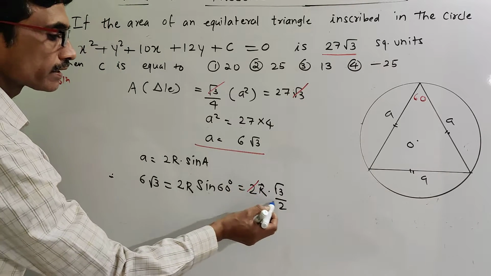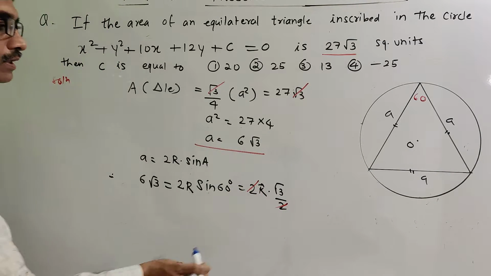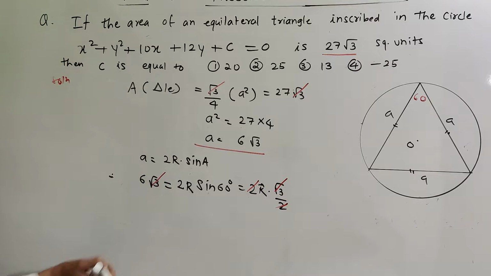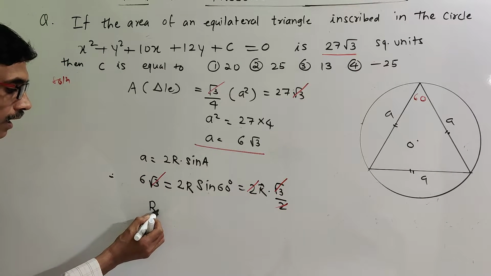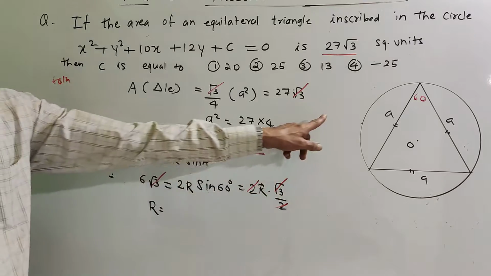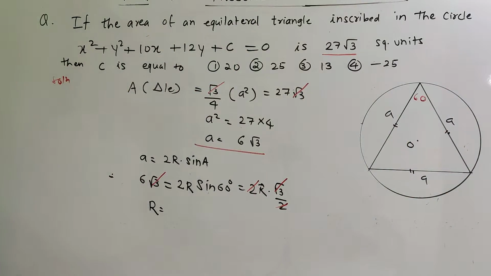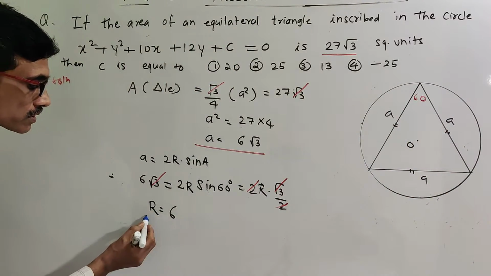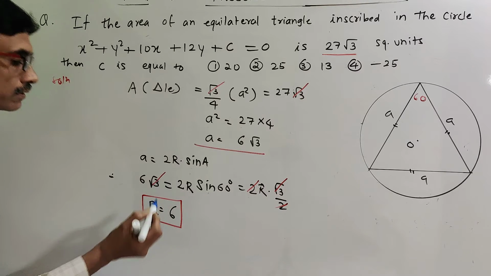Now this 2 gets cancelled and this √3 again gets cancelled, so the radius of the circle R is equal to 6. 6 is the radius of the circle.